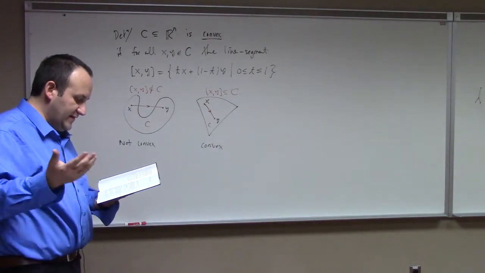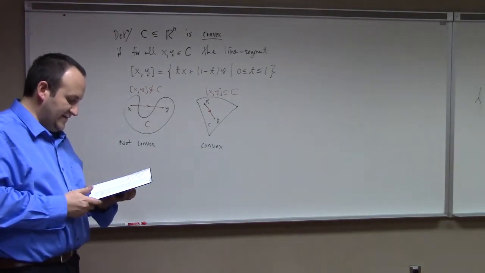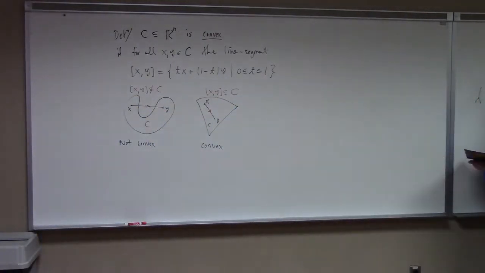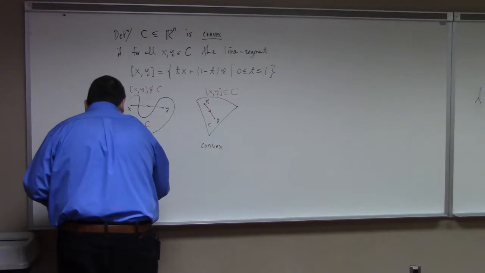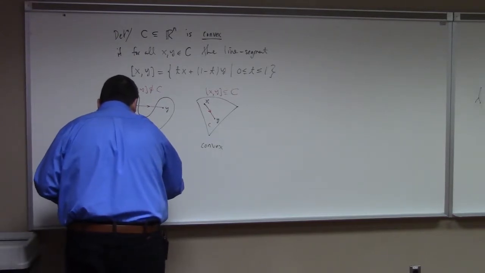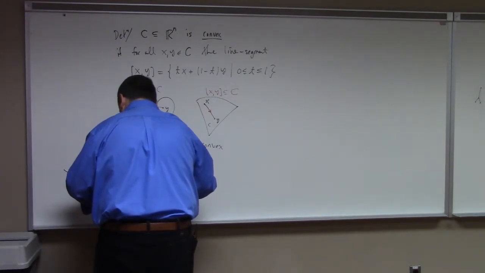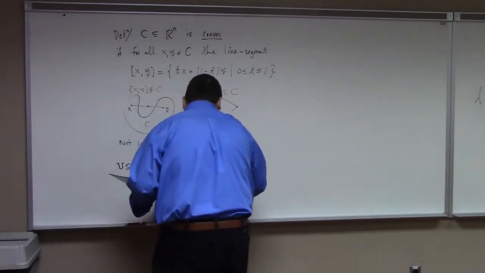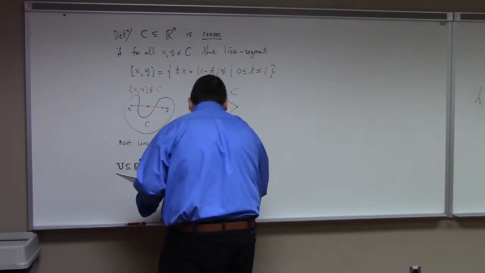Next up, the convex hull of a set U, denoted conv, is the smallest convex set containing U. So you can talk about, for U a subset of Rn, conv equals the smallest convex set containing U.